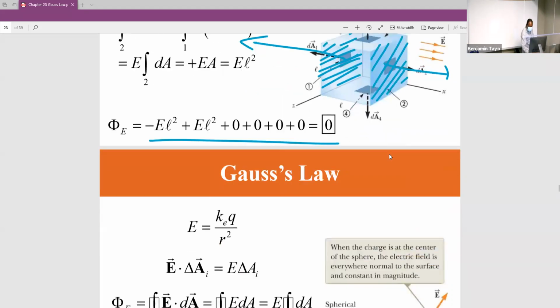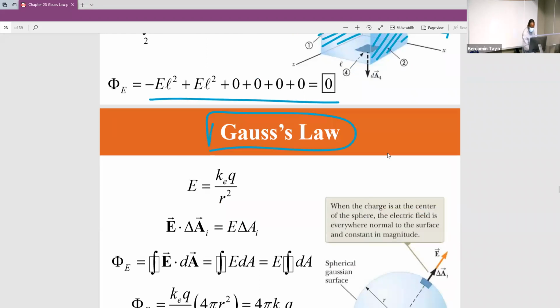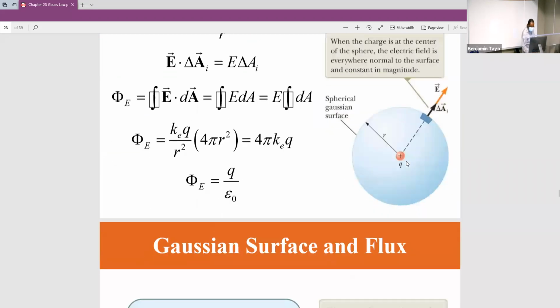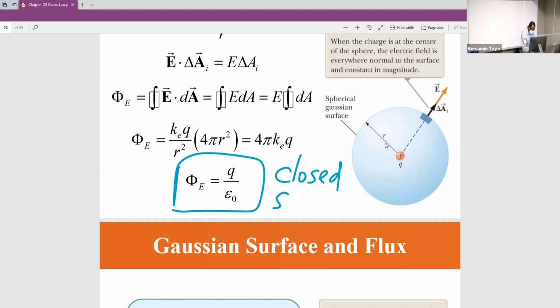Now let's look at Gauss's law. Gauss's law simply says that, and remember, this is the main point, the flux of an electric field through a closed surface must be equal to the amount of charge that I have in there divided by this factor right here.